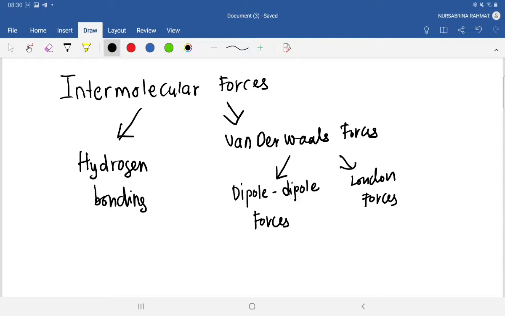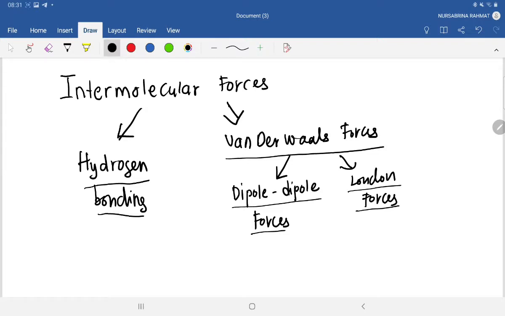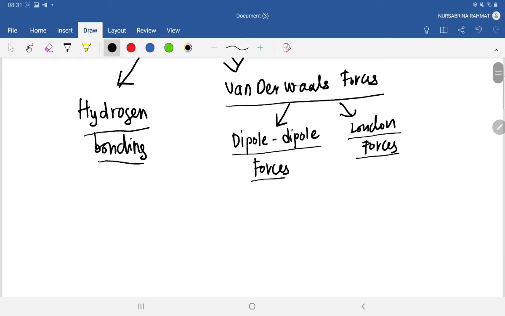So there are two main types of intermolecular forces. The first one is hydrogen bonding and the second one is van der Waals forces. Under van der Waals forces there are two further types of intermolecular forces, which are dipole-dipole forces and London forces. The difference between these two depends on the polarity. If the molecule is polar, it will have dipole-dipole forces between the molecules. If the molecules are non-polar, they will have London forces.